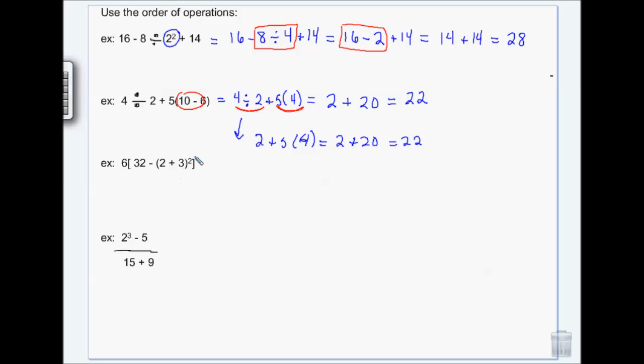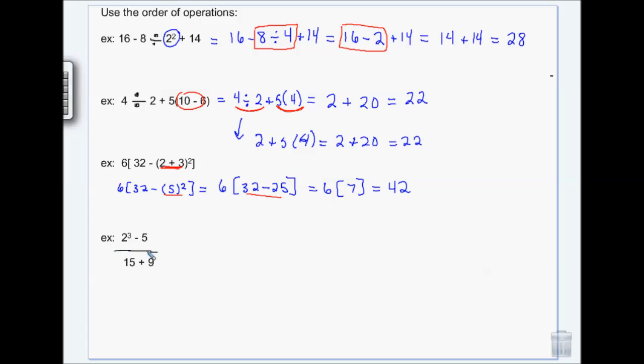Here's what I meant by having parentheses inside brackets. First I need to do what's inside here. Everything else remains the same. Now I'm inside my brackets, I have subtraction and an exponent. I have to do the exponent next. Then I do what's inside my bracket. 32 minus 25 is 7. Then I multiply. So you start at the very inside and you work your way out.